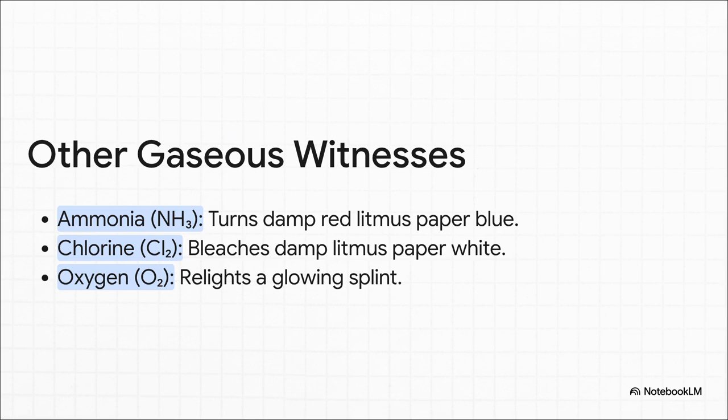And of course, there are other key witnesses we need to know. We already met ammonia, the alkaline gas that turns damp red litmus blue. Then there's chlorine, a powerful bleach that turns damp litmus paper completely white. And oxygen has a really cool trick. It can relight a glowing splint. Each test is another specific tool in our detective kit.